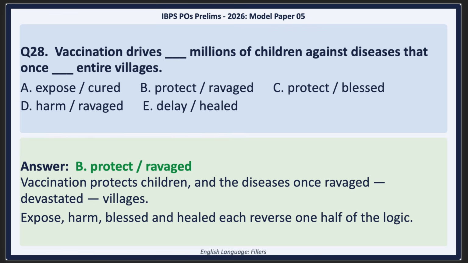"Vaccination drives blank millions of children against diseases that once blank entire villages." Option B is the correct choice here, protect and ravaged. Vaccinations perform a protective function today against a destructive force from the past. Ravaged perfectly captures that historical devastation.